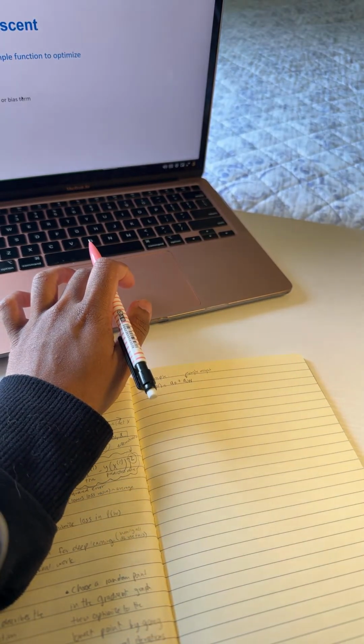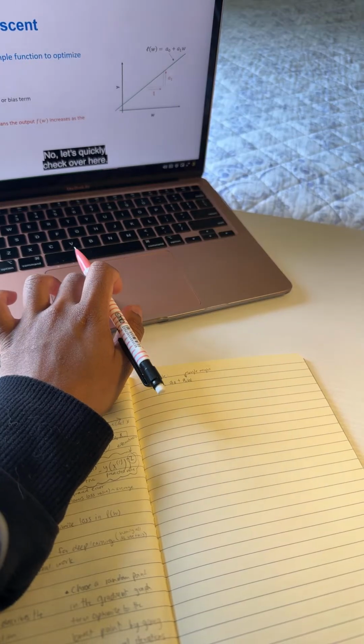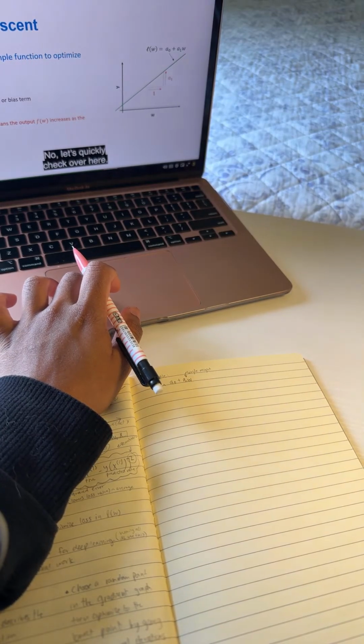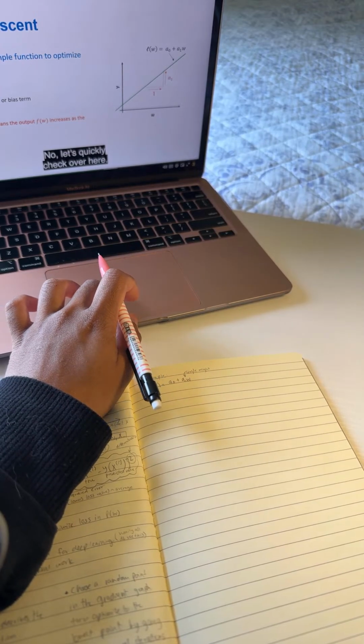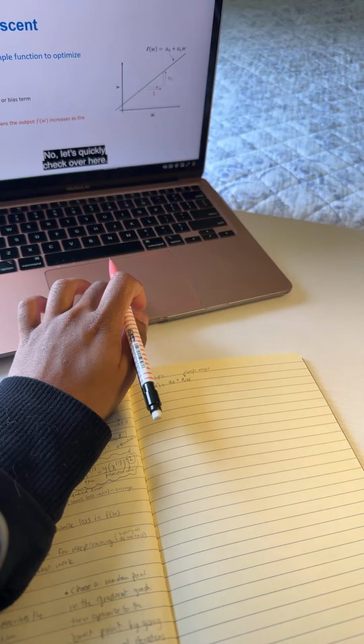Let's practice. So now let's quickly. In math, a0 is the intercept or bias term, and a1 is the slope.